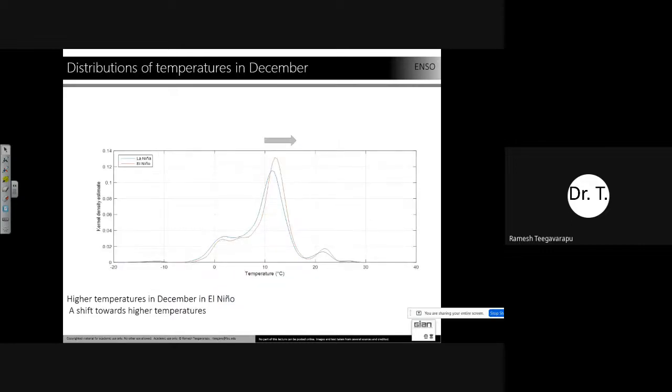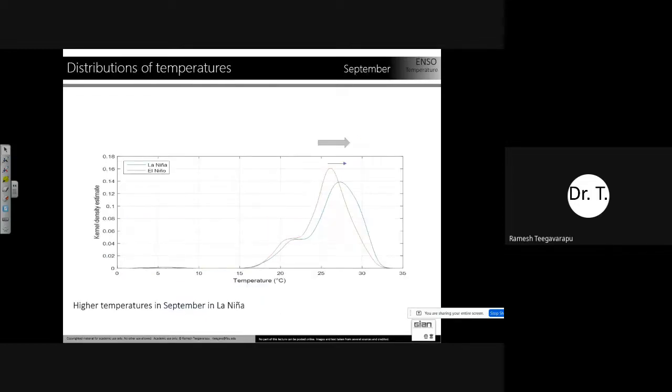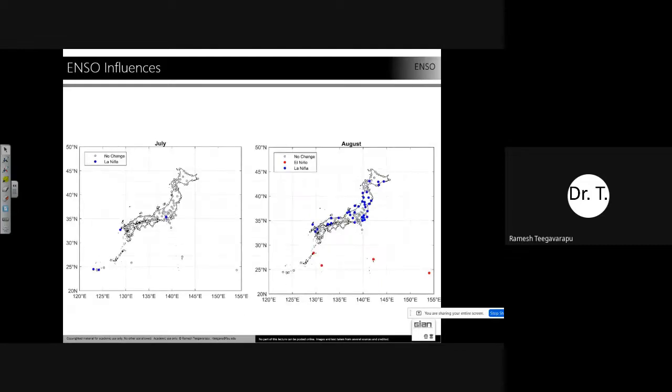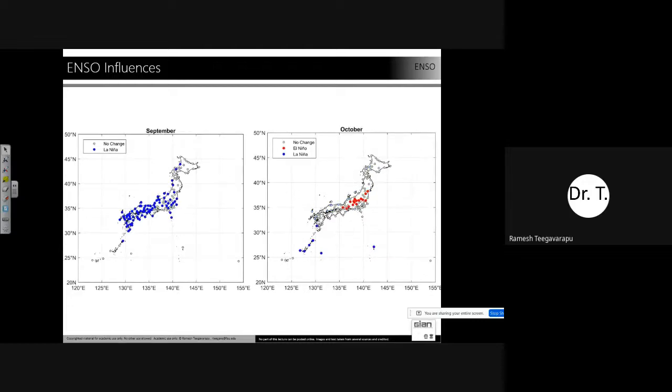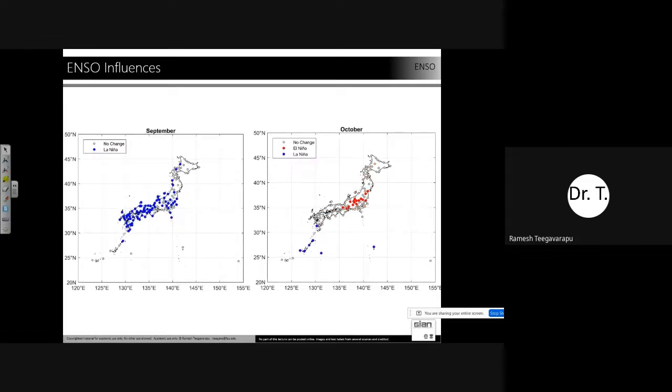Again, you can see the temperature changes in December. But in September, there is a completely different thing happening, the reversal happening. Okay, so this is a very interesting interplay of El Nino and La Nina affecting temperatures. And this is again September. So these are the influences of temperature for El Nino, and again for September, October, and December. Suddenly El Nino takes over, but for September La Nina takes over.